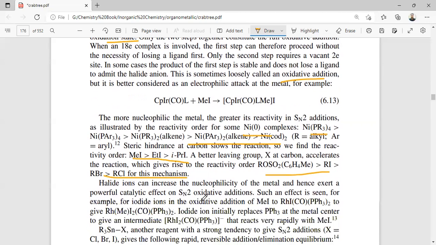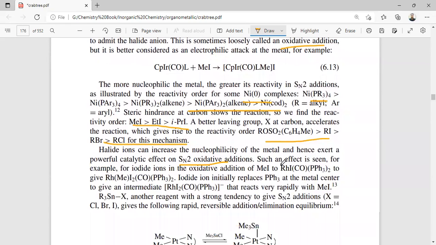So halide ion can increase the nucleophilicity of the metal. Hence, in powerful catalytic events, the SN2 oxidative addition, such an effect is seen. For example, the iodide ions in the oxidation of methyl iodide to rhodium iodide COPPSC to give the rhodium Me2 iodide is initially replaced the BPSC in the metal center to give the intermediate and reduce rapidly the methyl iodide.